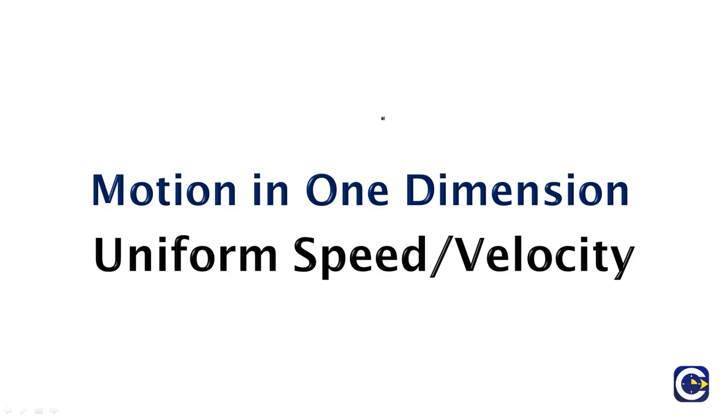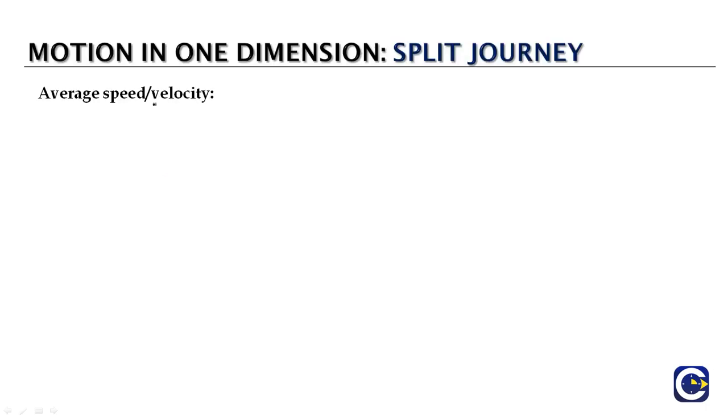Hello everyone. In this video we look at the uniform speed and velocity motion consideration for the motion in one dimension. Now when we talk about what is a uniform speed or uniform velocity motion, if we consider the journey, then throughout the journey the speed or the velocity is supposed to remain constant. That is what we call uniform speed motion. If the speed remains constant, if the velocity remains constant, we call it uniform velocity motion.